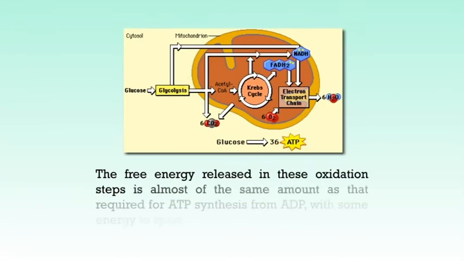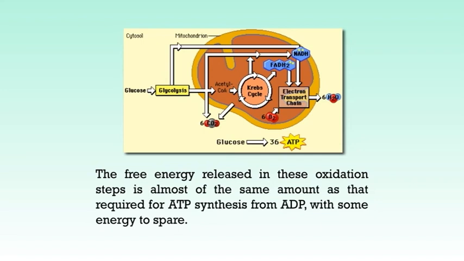Cells convert glucose to carbon dioxide not in a single high energy releasing reaction, but in a series of controlled reactions, some of which are oxidations. The free energy released in these oxidation steps is almost of the same amount as that required for ATP synthesis from ADP with some energy to spare.